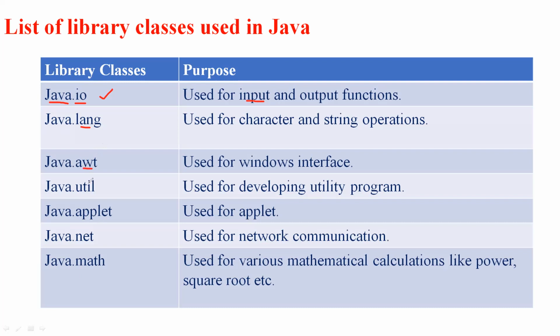Next we have java.util. As it says, it is used for utility purposes. By using this library, Java is used for developing utility programs. Next is java.applet. As the name itself suggests, this is used for applet programming, or for applet development. So java.applet is used for developing applets.